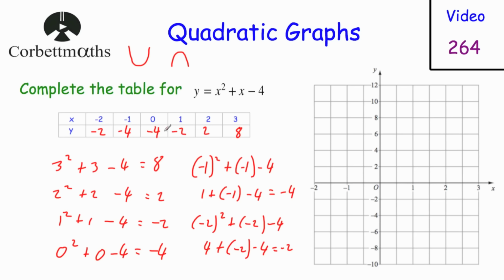So we've now found our coordinates. Now what we're going to do is plot them. So we're going to go 3 across and 8 up. We've got 2 across and 2 up. 1 across and 2 down. 0 across and 4 down, so 0, negative 4. We've got negative 1 and negative 4, so negative 1, negative 4. And finally, negative 2 across, and negative 2 would be there.